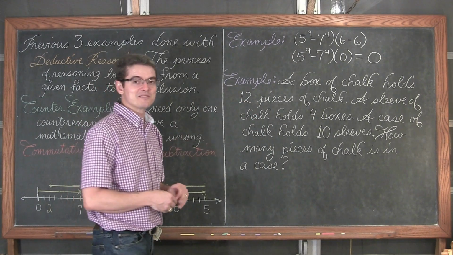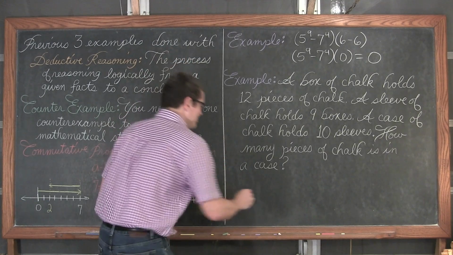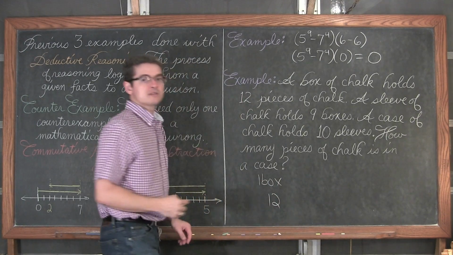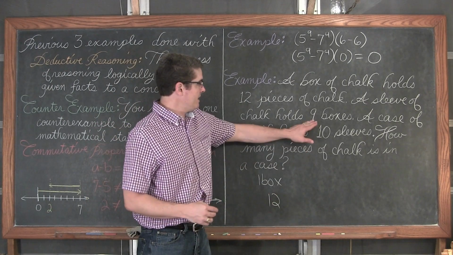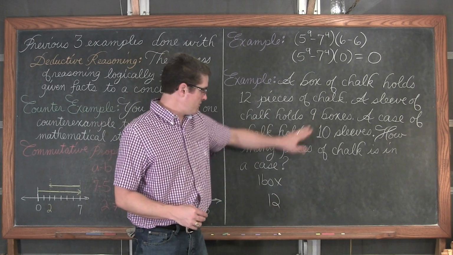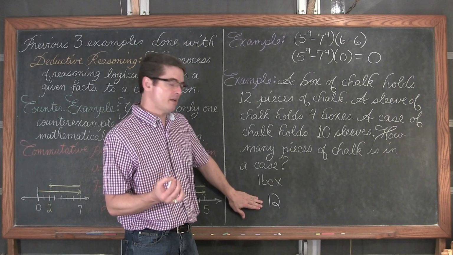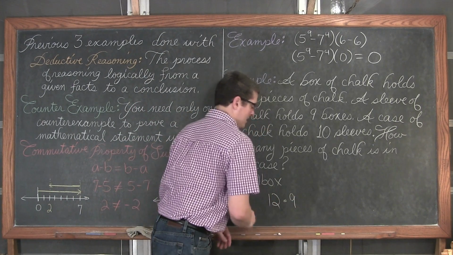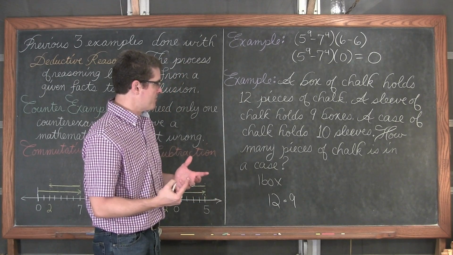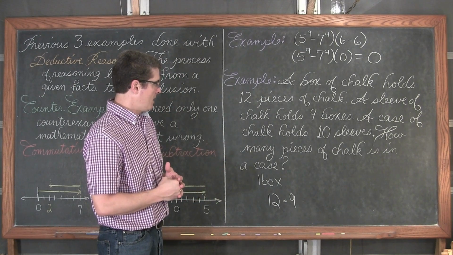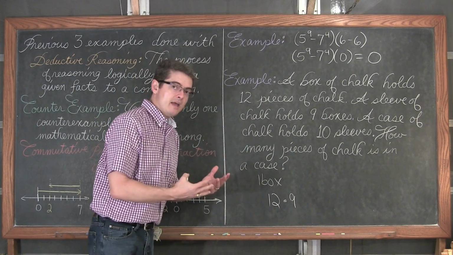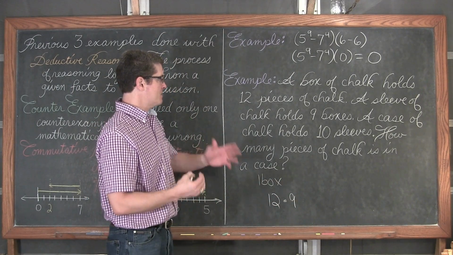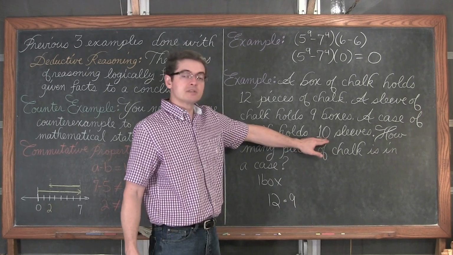Besides the fact that 12 pieces are in a box of chalk. So one box is 12 pieces. Okay, well a sleeve is 9 of those boxes, each one containing 12. So it's going to be 12 times 9. And then we get an answer from that, which we'll do in a second. But then we have a case which holds 9 of those sleeves. Or excuse me, not 9, but a case which holds 10 of those sleeves.